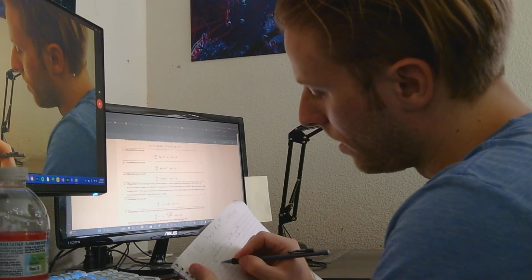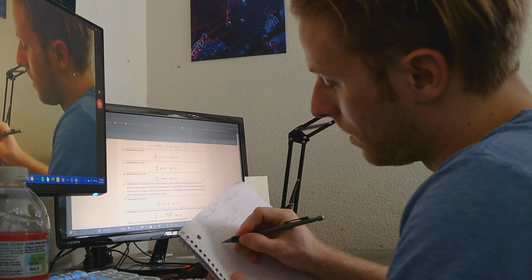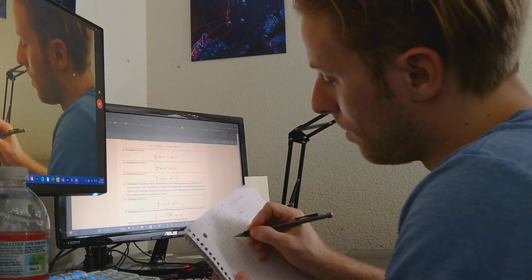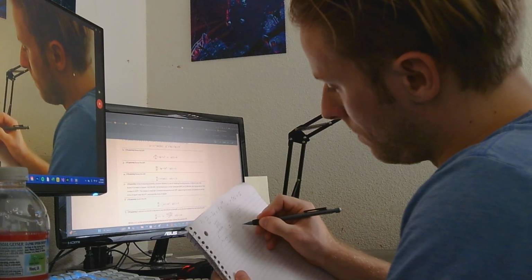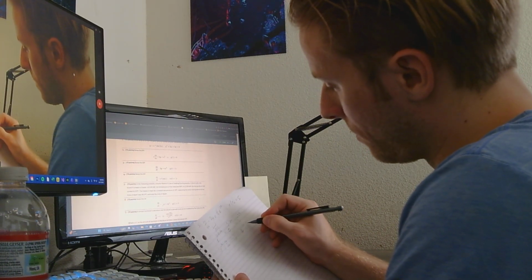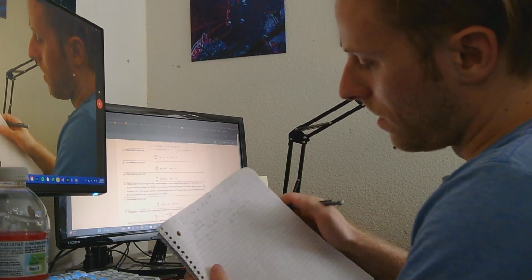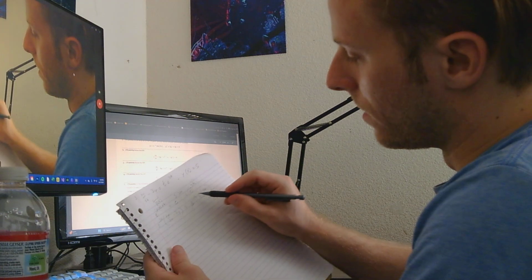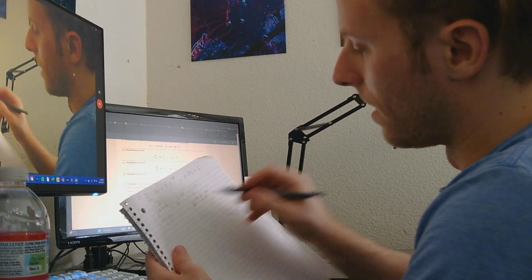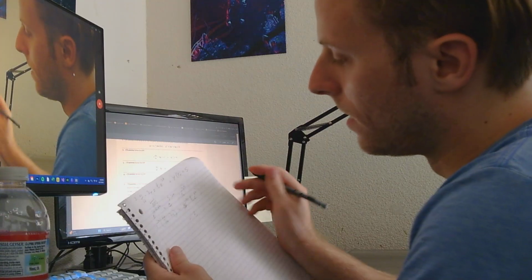e to the minus 3t times dy dt minus 3y equals e to the minus 3t times t e to the 3t. Okay, so on the right hand side here, I know this and this e are just going to cancel out because this one's going to go in the denominator right here. So on the right hand side, we're just left with t.